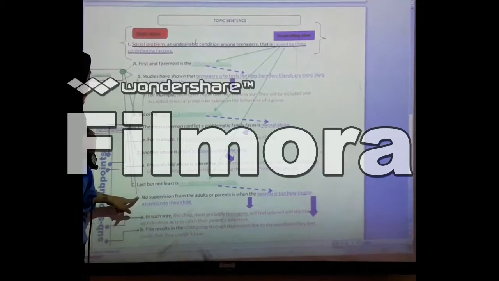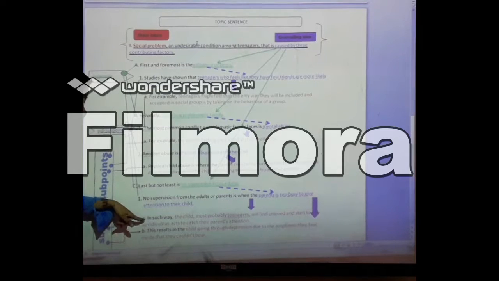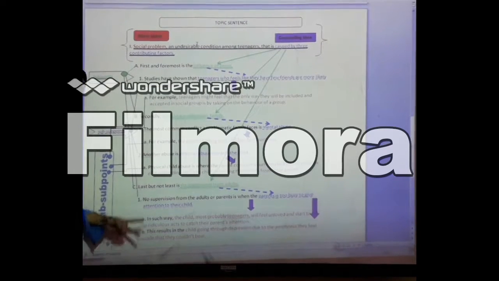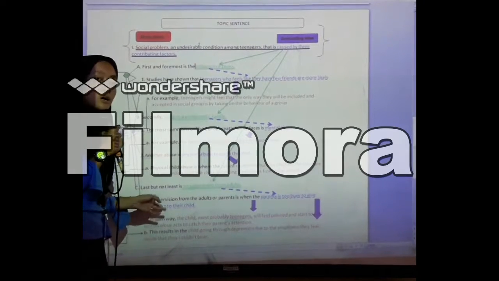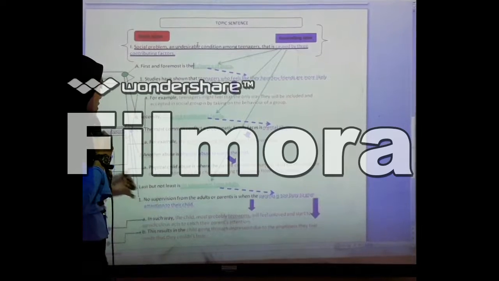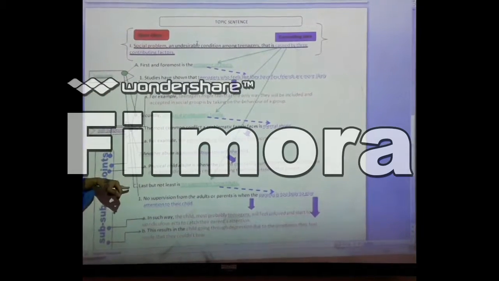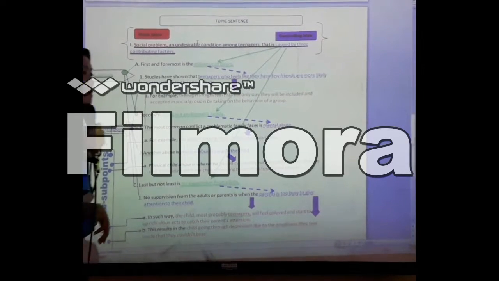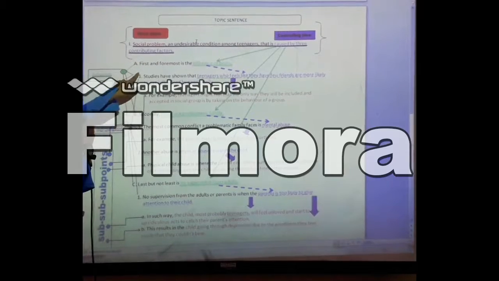Under uppercase C, we have Arabic number 1, and under Arabic number 1, we have lowercase a and lowercase b, which means these two subpoints support the controlling idea in Arabic number 1, and Arabic number 1 supports the controlling idea in uppercase C.